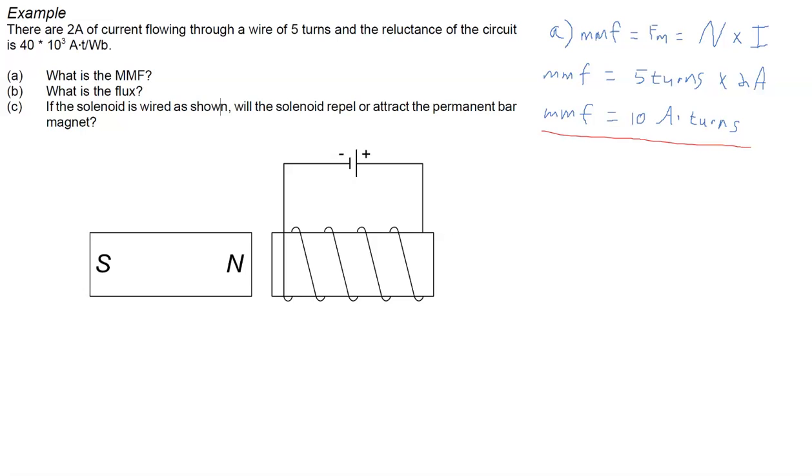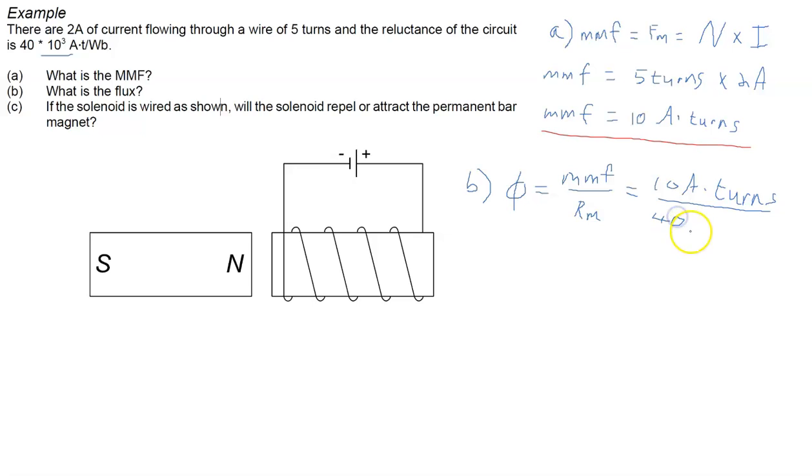Now, for part B, we are asked to find the flux. And the flux comes from magnetic circuit Ohm's law, which says the flux is equal to MMF divided by the reluctance of the circuit. And reluctance, remember, was that fancy written R, or R sub M. And so we have 10 amp turns divided by the reluctance, which was given here. And reluctance, remember, amp turns per Weber is a small unit, so reluctance tends to be very large.